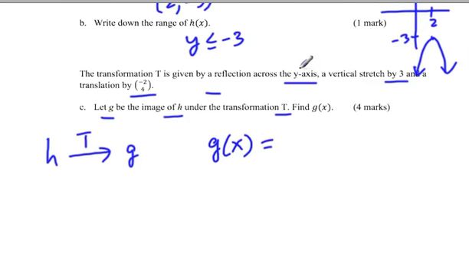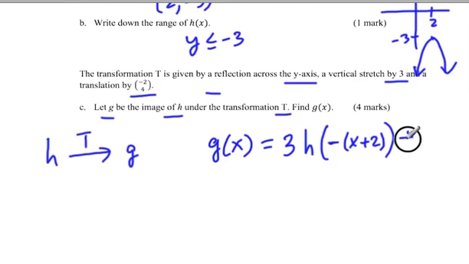Well, there's a reflection across the y-axis, which means we're affecting the x's. So the negative won't be outside, it'll be negative on the inside. Vertical stretch by 3, so the 3 must be on the outside. And a translation by negative 2, 4. Negative 2 just means it's 2 to the left. And how do we write 2 to the left? We put another bracket and we write x plus 2. Remember, it has to be always in factored form. And then we have 4 up, so it's going to be plus 4. So this is g of x expressed in terms of h of x.